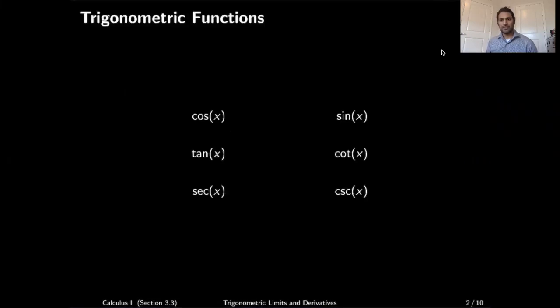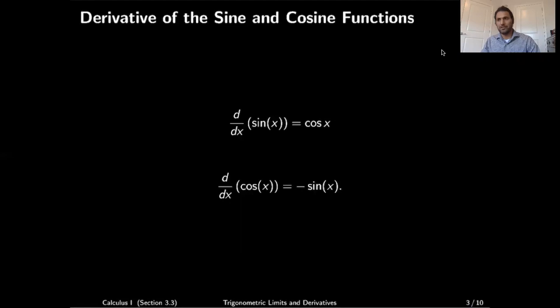We have six trigonometric functions: cosine x, sine x, tangent, cot, secant, and cosecant x. In this video, we will learn how to compute the derivative of all these six trigonometric functions, and also some examples of elementary functions which are made of these trigonometric functions. So here is the information you need to know in order to calculate the derivative of all six trigonometric functions.